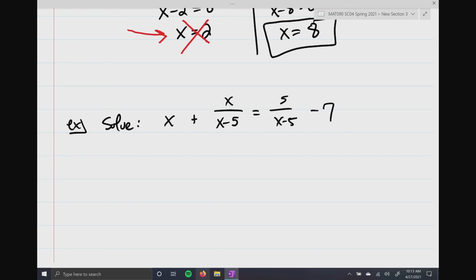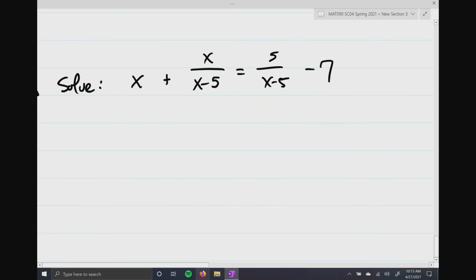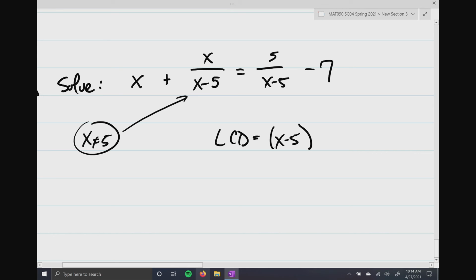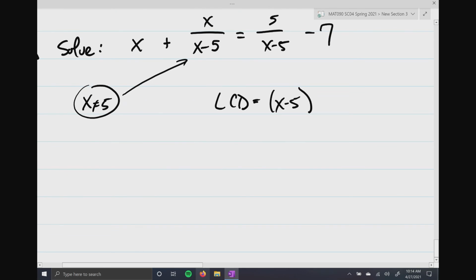Okay, so let's solve this then. From the very start, we know x cannot equal 5, because if I put 5 in that denominator, I'm going to get 0. Can't have that. So my LCD is just going to be the factors of the denominator. The only one I see is x minus 5. So let's multiply everything by x minus 5.